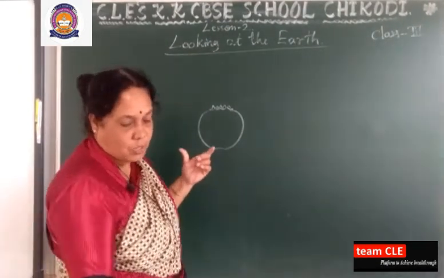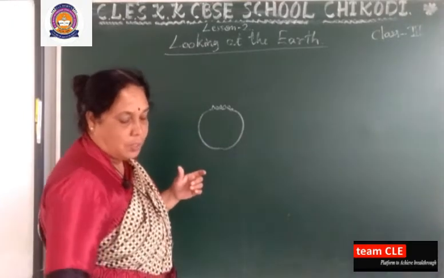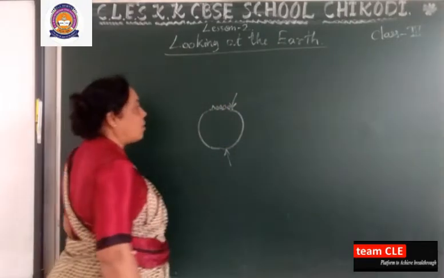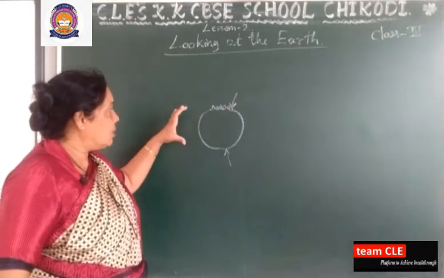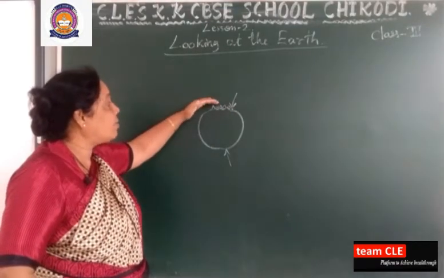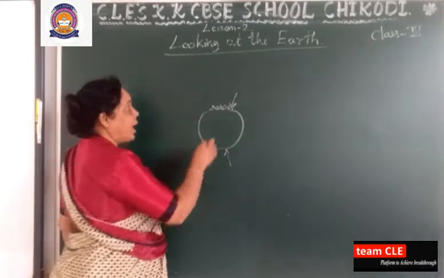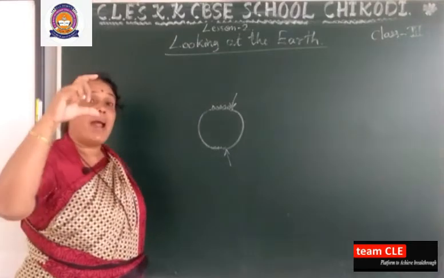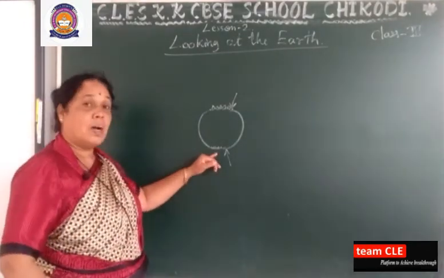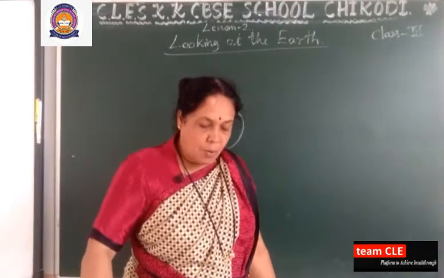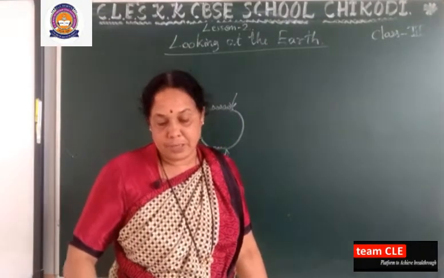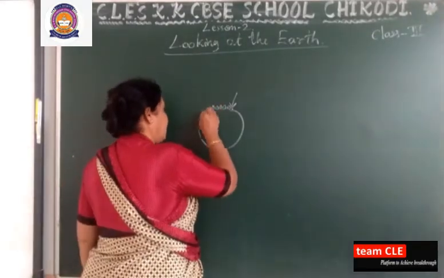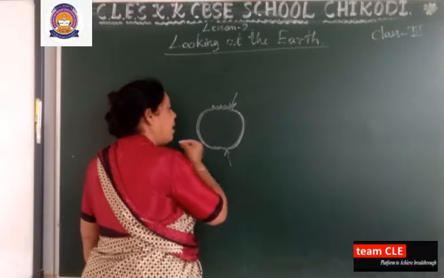And the second question they have asked in the textbook is how it looks at the top and the bottom. This is the top and this is the bottom. It looks slightly flat on the top and bottom. Not perfectly, but slightly flat at the top and flat at the bottom. Third question: how does it look in the middle? In the middle it has a bulge.